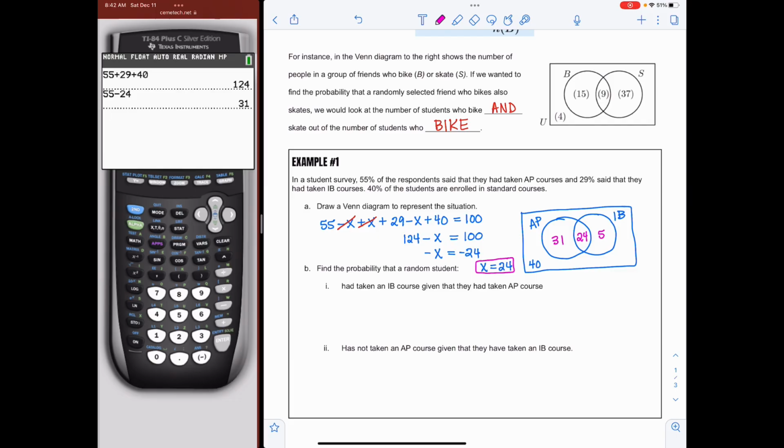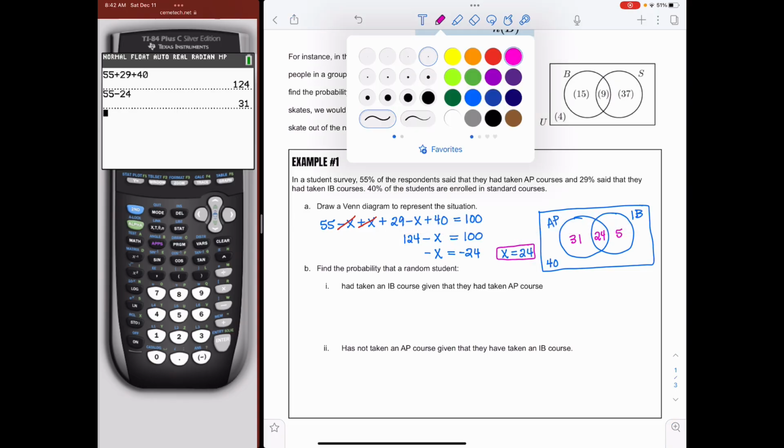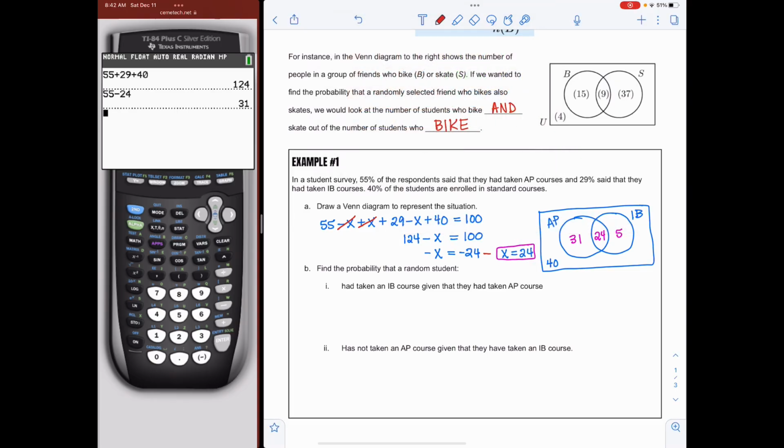All right, so now that I have my Venn diagram filled out with my regular numbers, what I can go ahead and do now is answer the question. So the question says, find the probability that a random student had taken an IB course given that they had already taken an AP course.